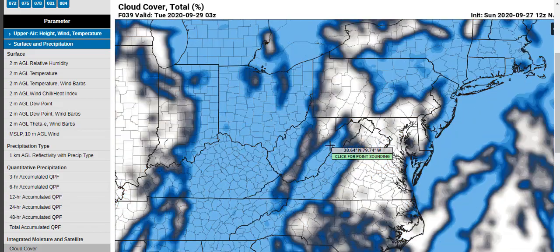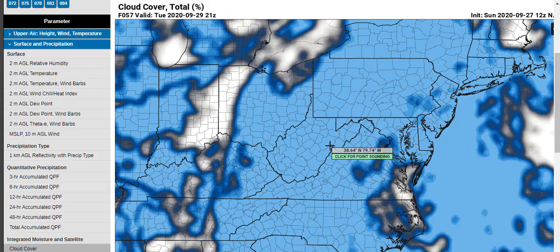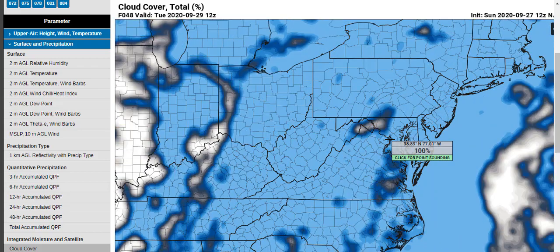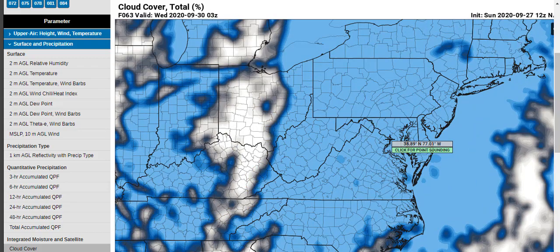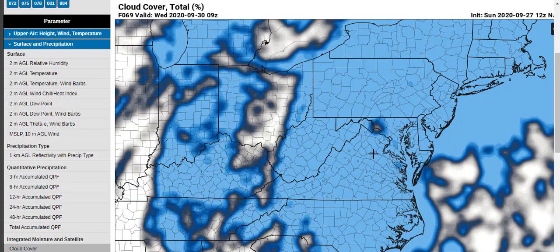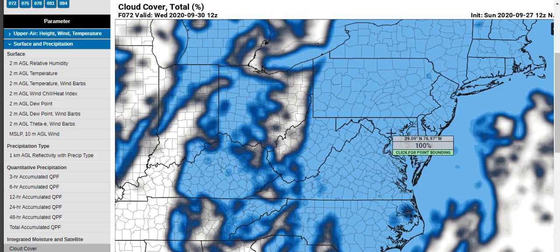But you see here, throughout the day on Tuesday, Washington, D.C., which is this little box right here, 81% cloud. So it's basically mostly cloudy or overcast throughout the entire day on Tuesday. And especially as we go into Tuesday night, right? And that's important. As we go into Tuesday night, you see that it's still pretty cloudy.